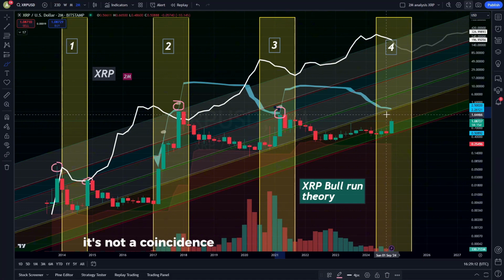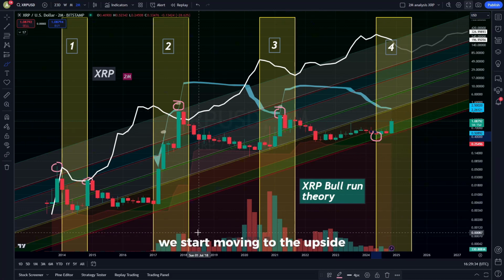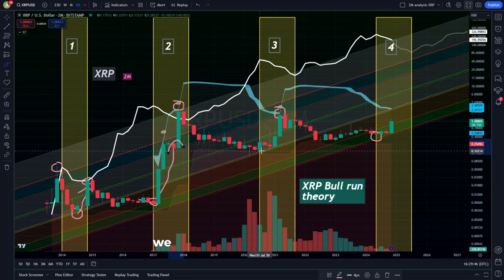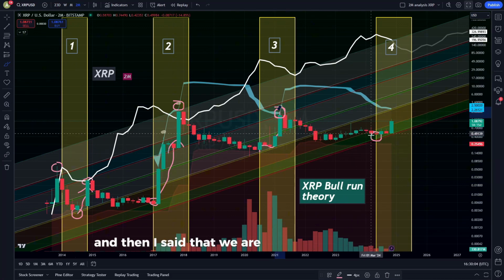For me, it's not a coincidence that we see XRP starting to move to the upside. I said it when we were still here: we are entering the box, and usually when we enter the box, we start moving to the upside. Look, here it was the case, right? We were here, we went up. Then we entered the box, we started going up. Here it was the same. We entered the box, we went up, then a correction, and we have our top just right here. And then I said that we are entering the fourth box, so I wouldn't be surprised to see XRP going up from this start.